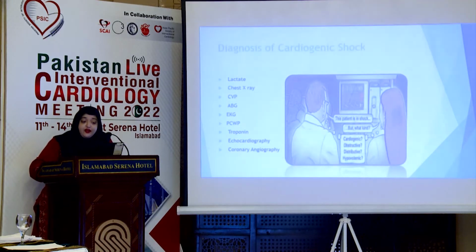So, diagnosis of cardiogenic shock. The patient is in shock. You need to decide what blood tests and investigations should be ordered so that we can reach a diagnosis: serum lactate levels, chest X-ray, central venous pressures, arterial blood gases, EKG, PCWP, troponin levels, echocardiography, and then diagnostic coronary angiography.